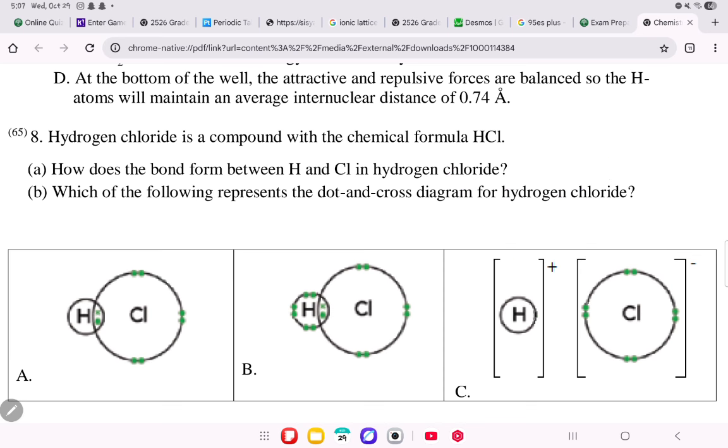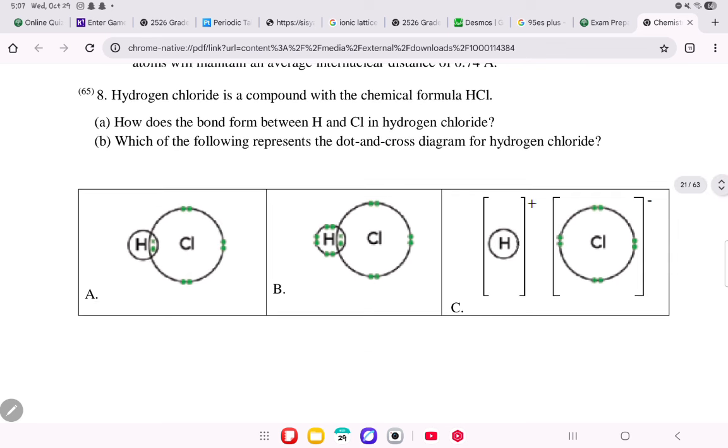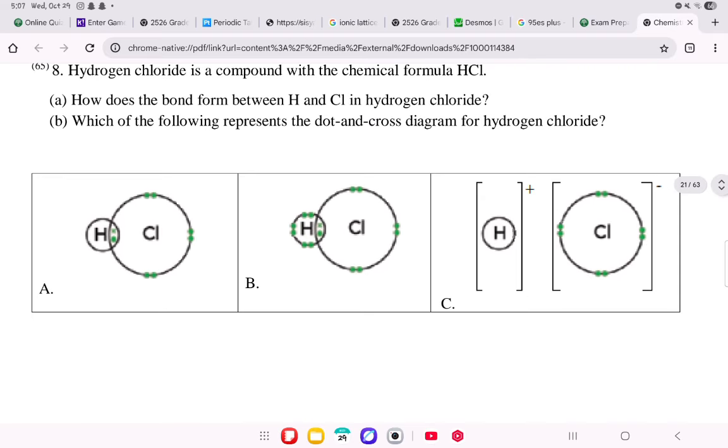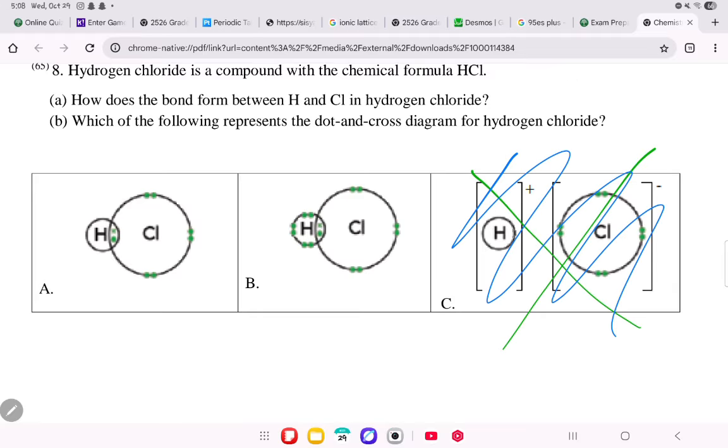Now, we will move on to question part B, 8b. Which of the following represents the dot and cross diagram for hydrogen chloride? Of course, because it is a covalent bond, we do not represent it by brackets, okay? So you directly ignore anything with brackets if it's a covalent bond. Then you need to check what? We need to make sure that the shell that we are drawing should be the valence shell, meaning it should contain the valence electrons.